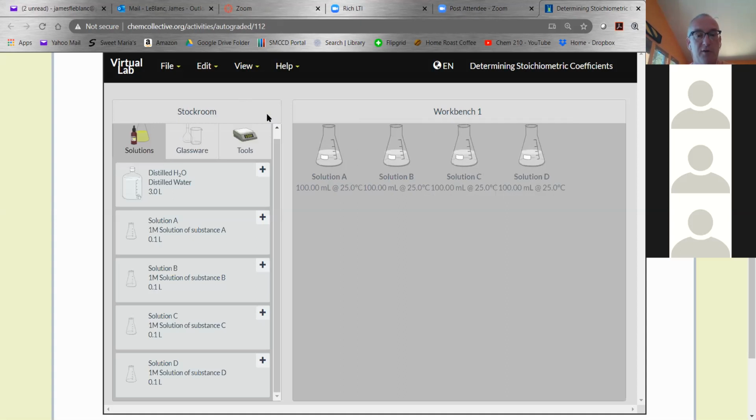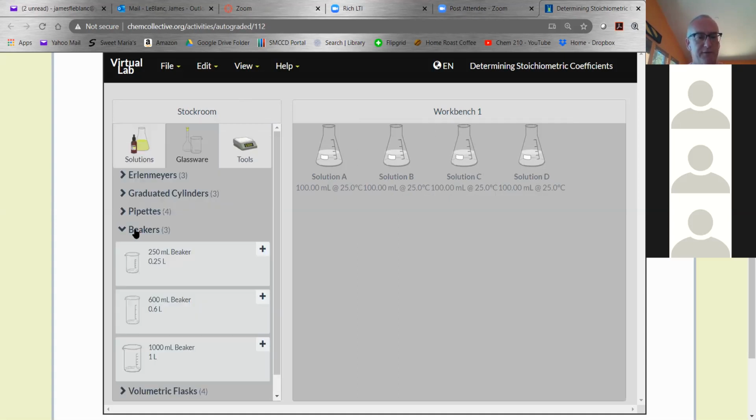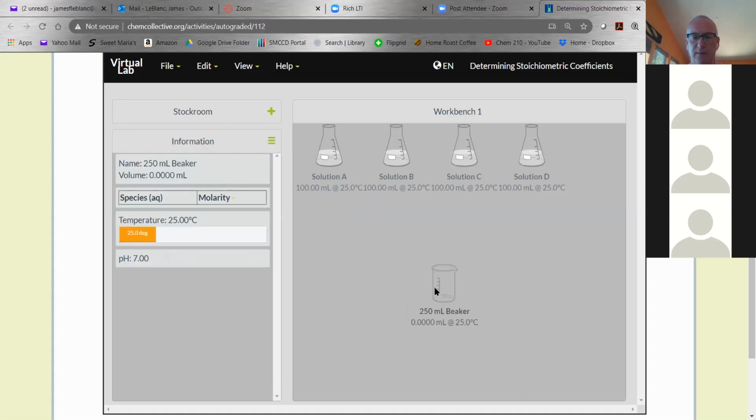So go back to the stockroom, and now we need something to pour them into, right? We can't just pour them on the floor. So go to glassware, and beakers are fine. You can select any size you want, it doesn't really matter. If you want to add all of them at once, just make sure you pick something big enough. I'm just going to put them in a 250 ml beaker.